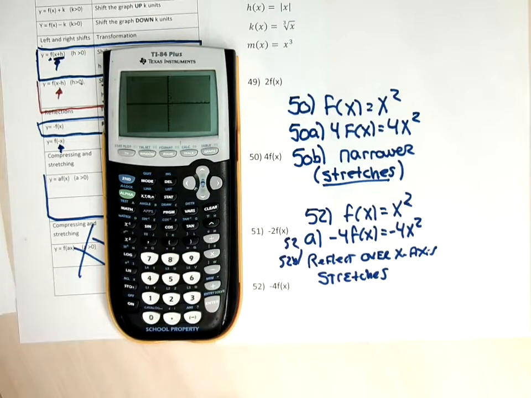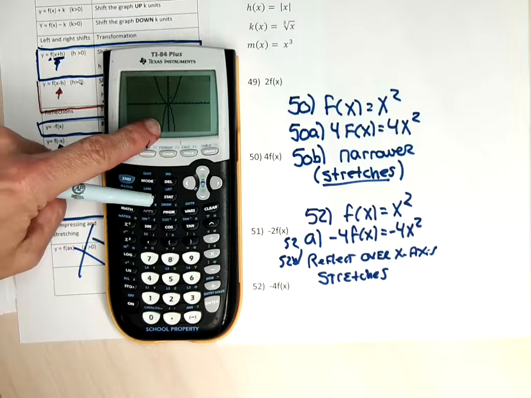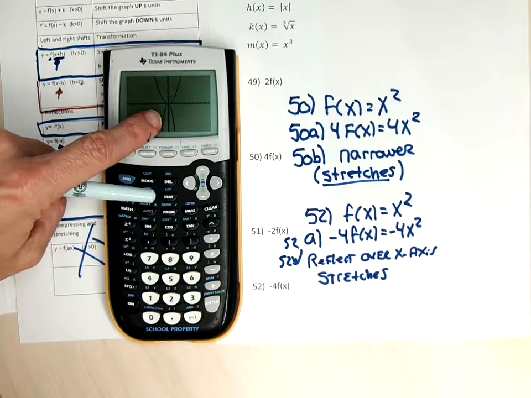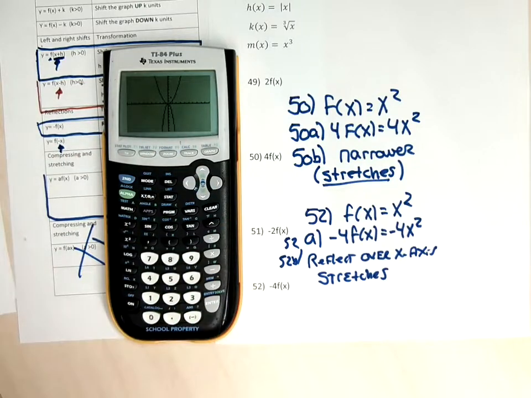So if I graph this, this is x squared. This is negative 4x squared. It got narrower because the number I multiplied was bigger than 1. It got flipped over because it was a negative number.